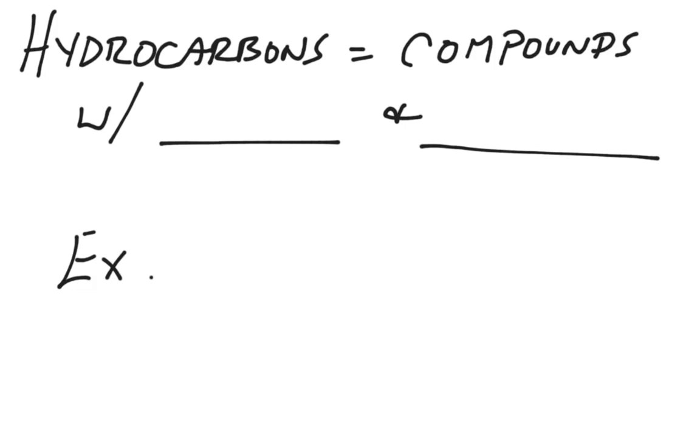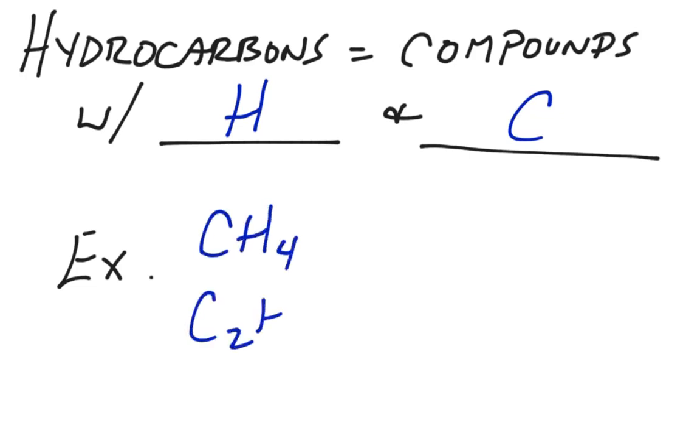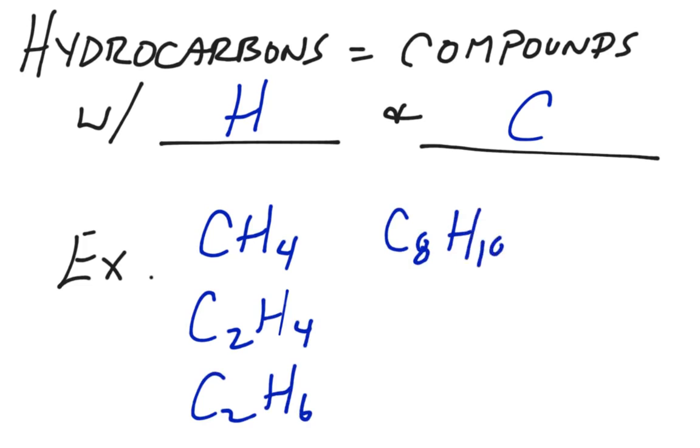Finally, we'll talk about hydrocarbons. Hydrocarbons are any compounds with the elements hydrogen and carbon. There are lots of examples out there. All of these would be considered organic molecules: CH4, C2H4, C2H6, C8H20, C8H18, C7H12, plenty of others out there.